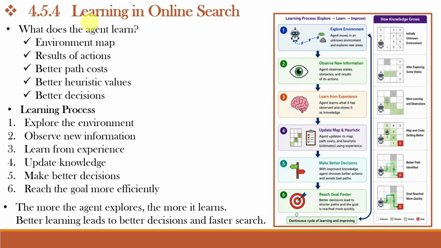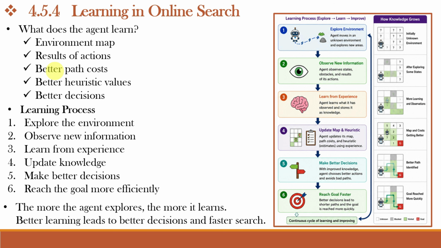Okay, now let us understand learning in online search. The most important characteristic of an online search agent is that it learns continuously while moving. Let us see what the agent actually learns. First, it gradually learns the environment map. Initially, the map is unknown. After exploring different locations, the agent builds its own map. Second, the agent learns the result of its actions. For example, it remembers that moving left reaches one room while moving right reaches another room.